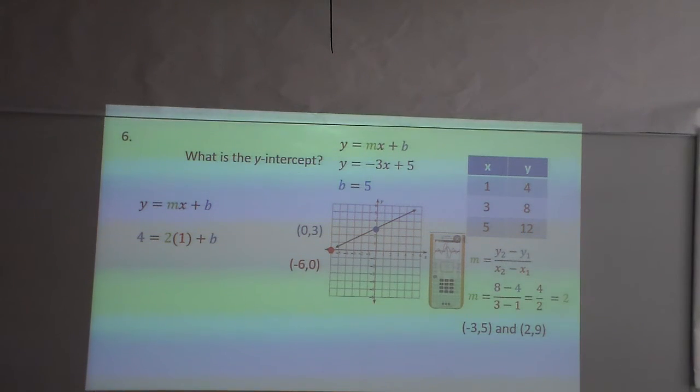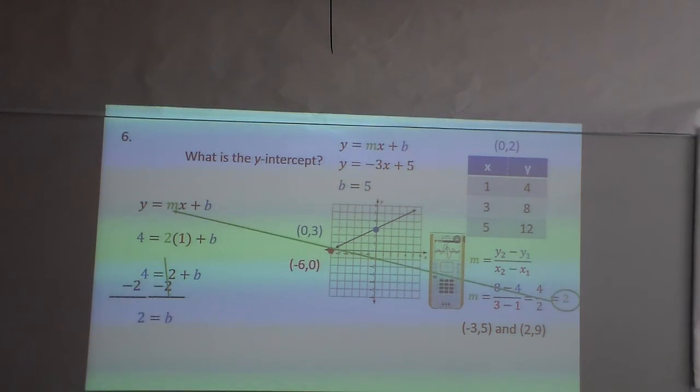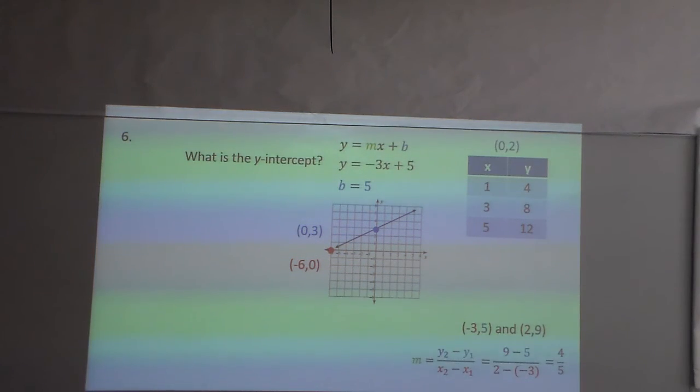Okay? So now I'm going to take this 2 times 1 to solve. Notice, the 2 is the slope, I replaced it. The x was 1, the y was 4, replace the x's and y's. To find the b, 2 times 1 is 2, and I'm going to solve. Minus 2 from each side. Now I did one side, you got to do the other. 4 minus 2 is 2. So the y-intercept is 2. So the y-intercept on that one was 2.